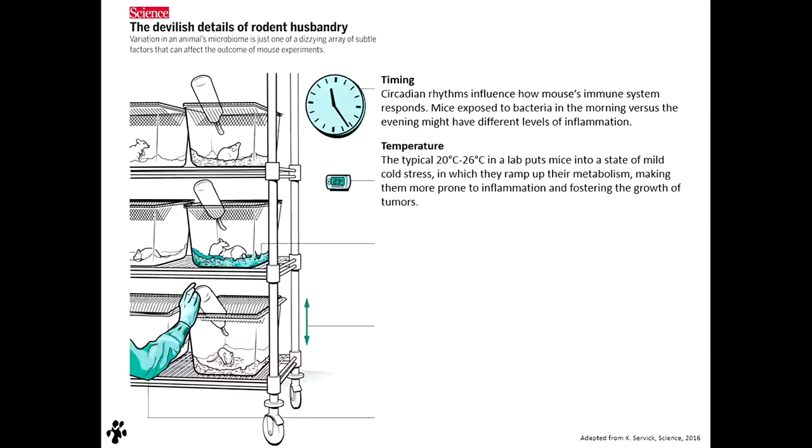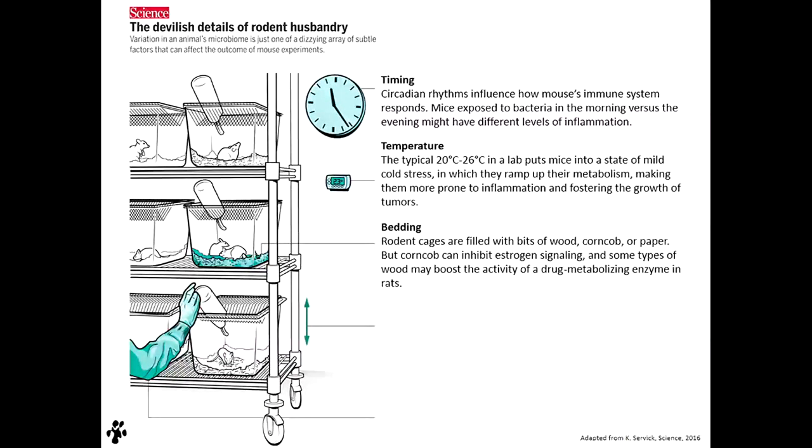More recently, it's appreciated that temperature variability has profound effects on study design and outcome. And interestingly, mouse facilities typically house animals at a lower temperature range, which dictates a mild cold stress, which may ramp up their metabolism and make them more prone to inflammation and tumor development. So all of these subtle variables are important in terms of interpreting your experimental results.